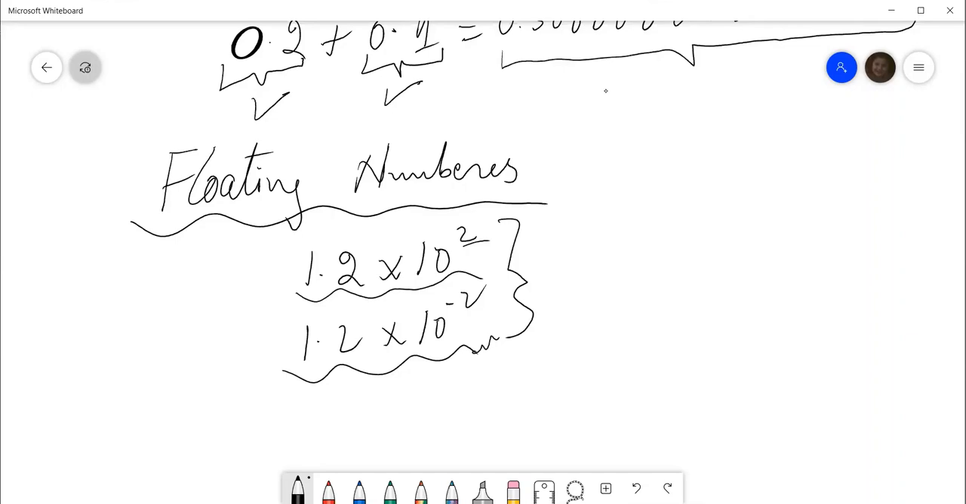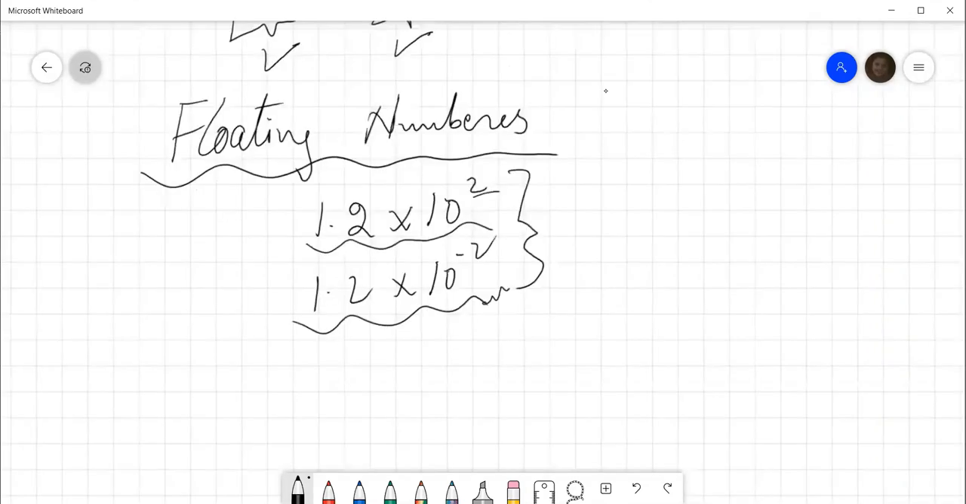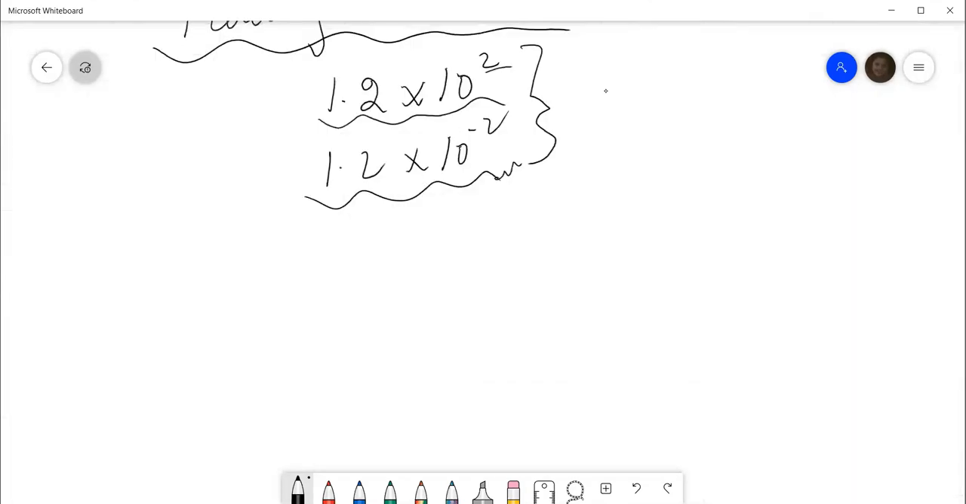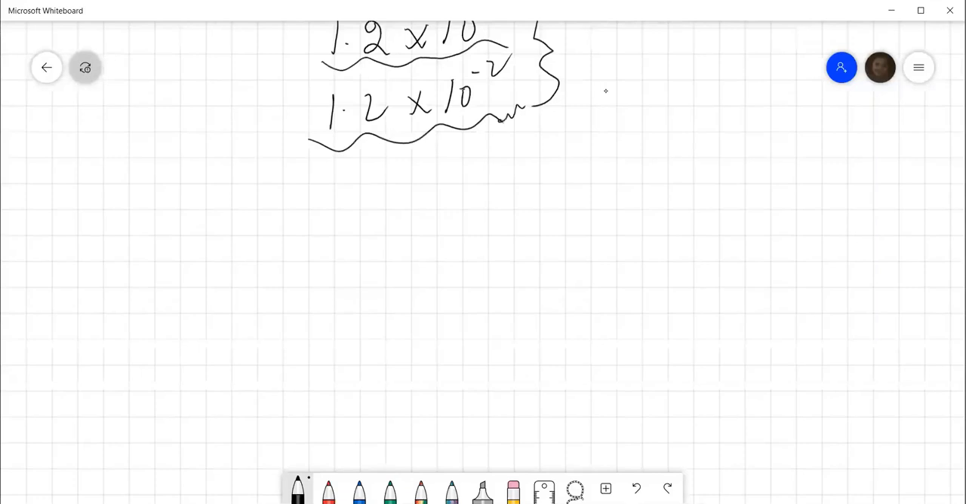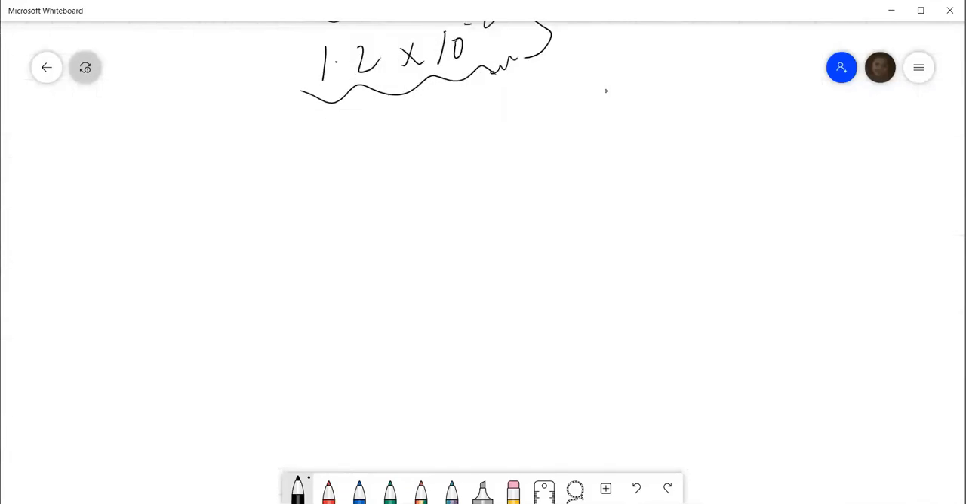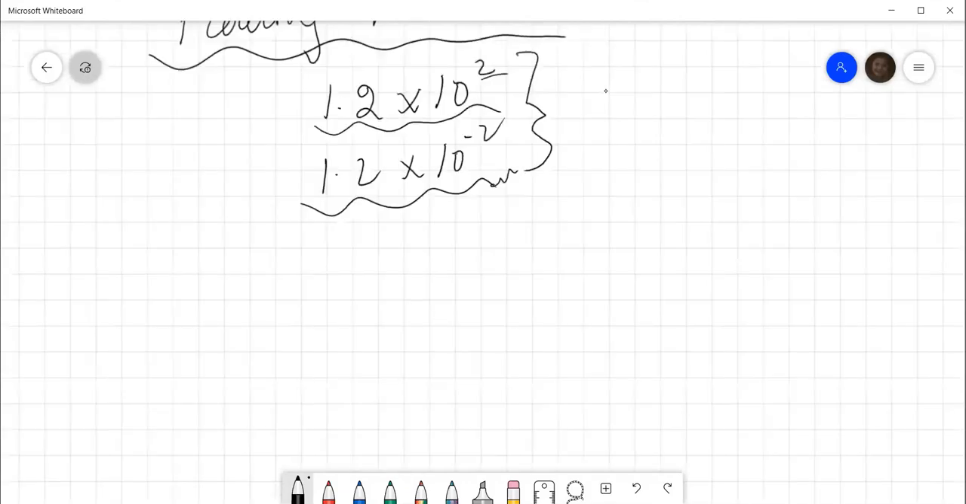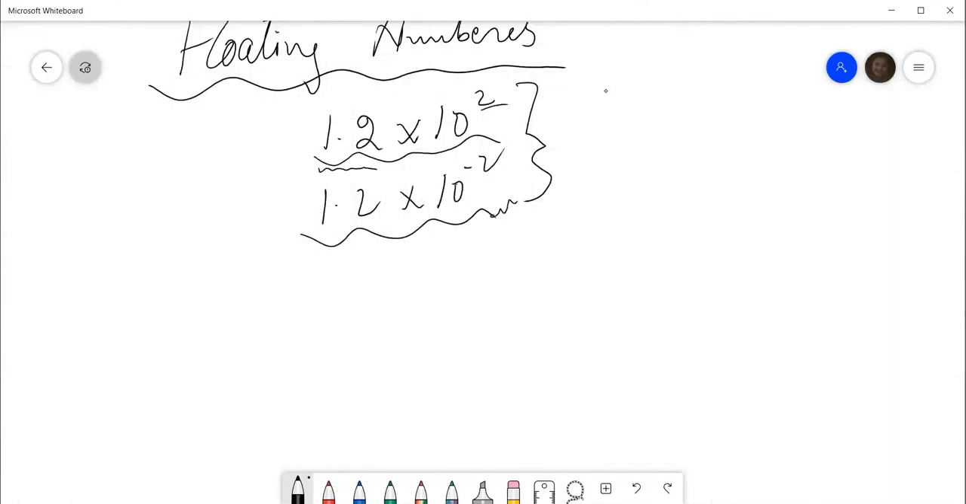So this is your number in scientific notation. So the decimal numbers are also stored in computers in the scientific notation. What happens is we have a magnitude over here and the exponent over here. In other words, we call it mantissa and exponent.